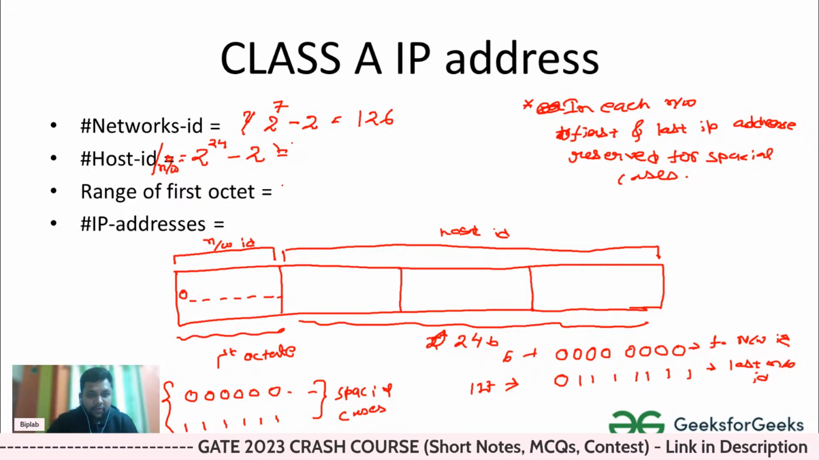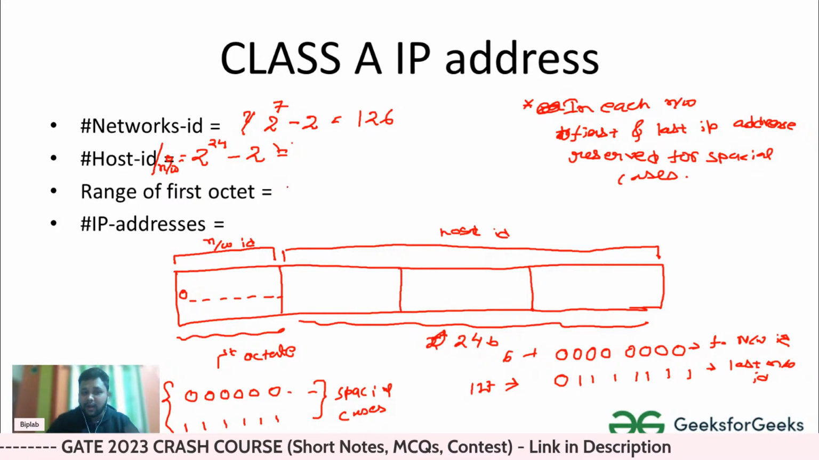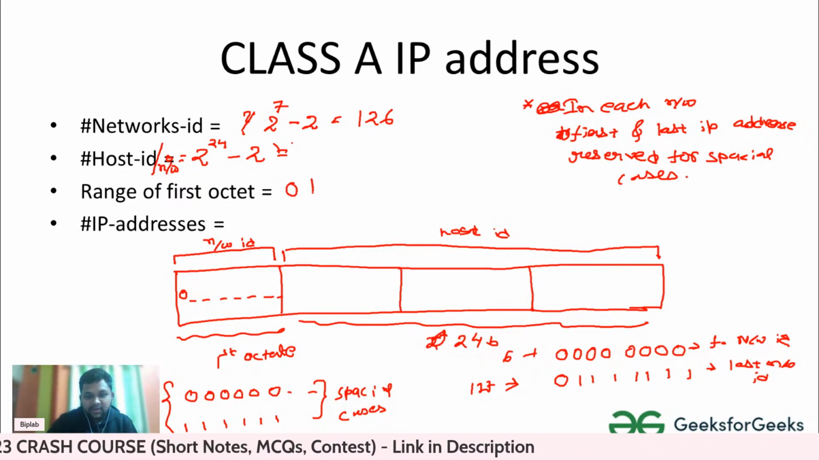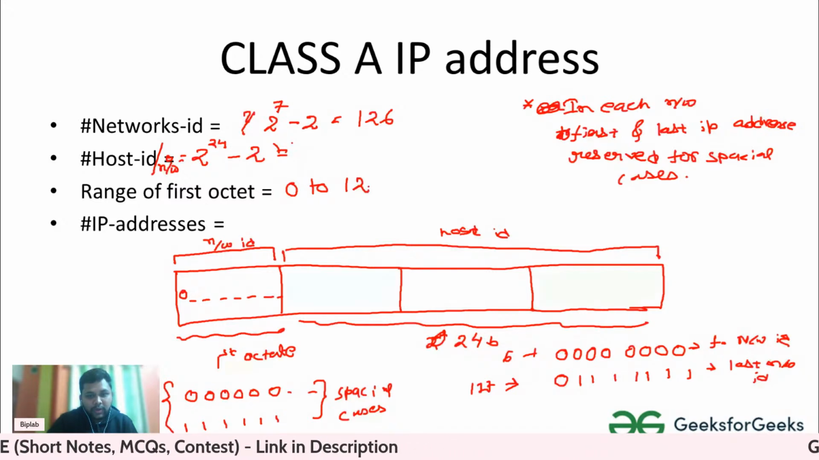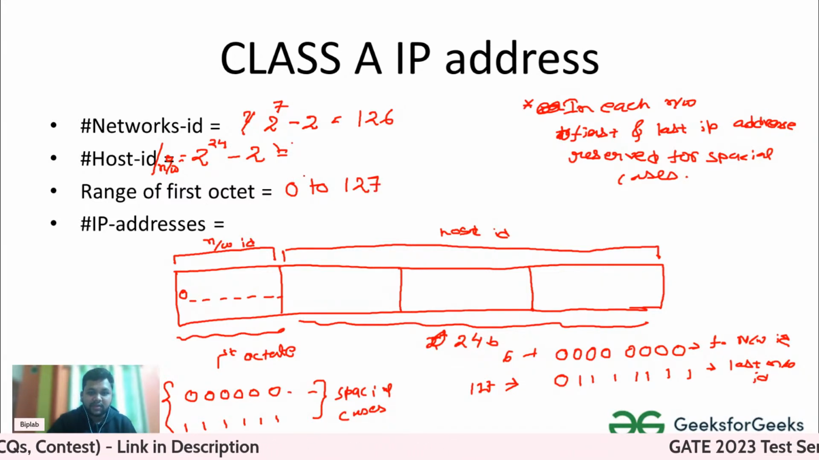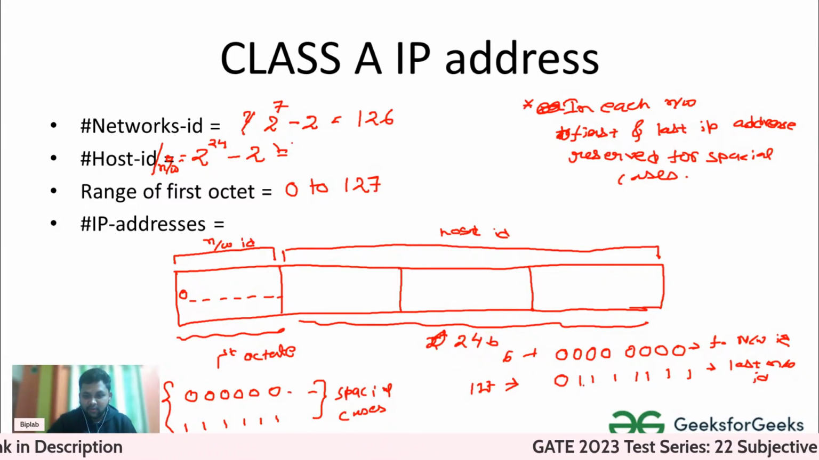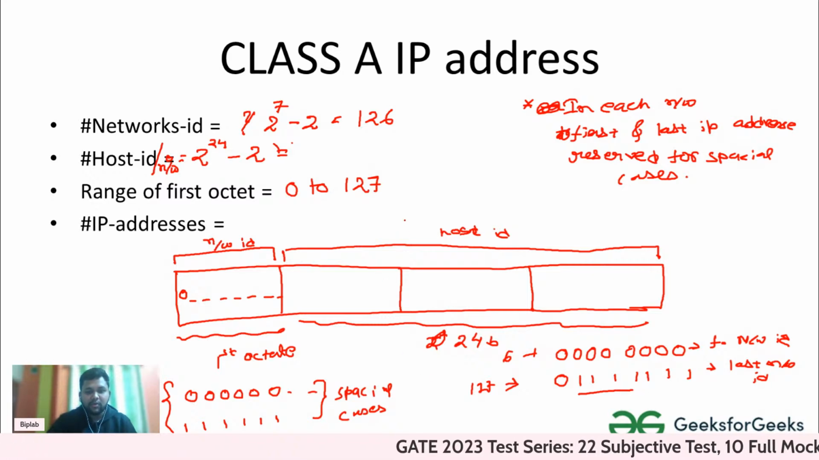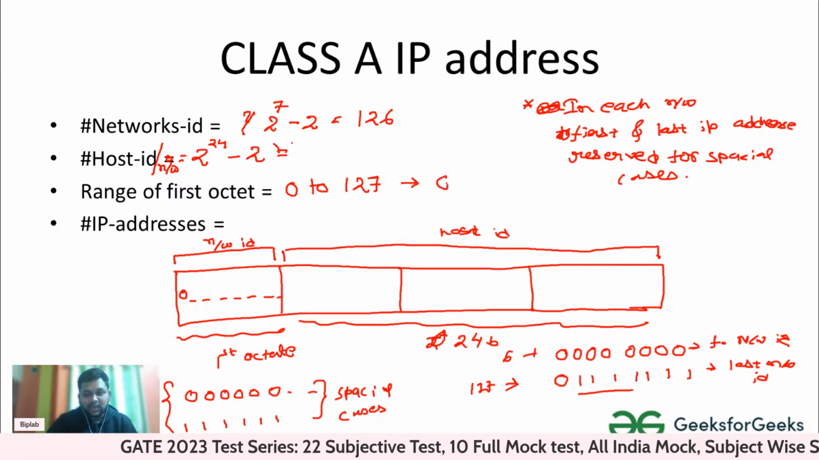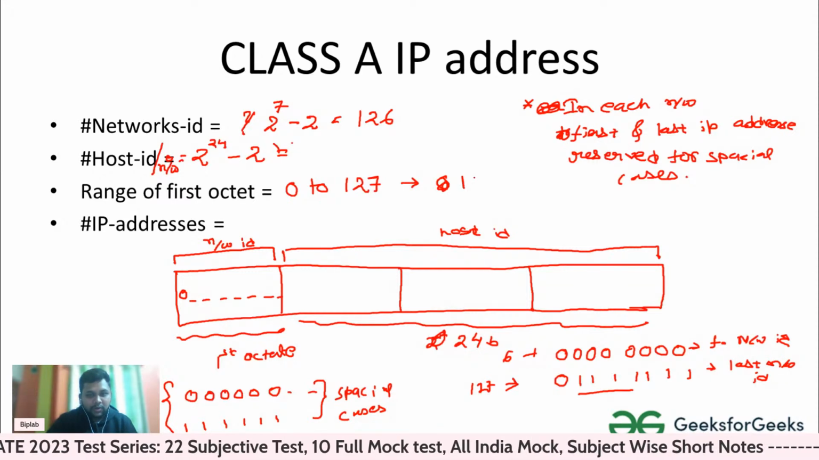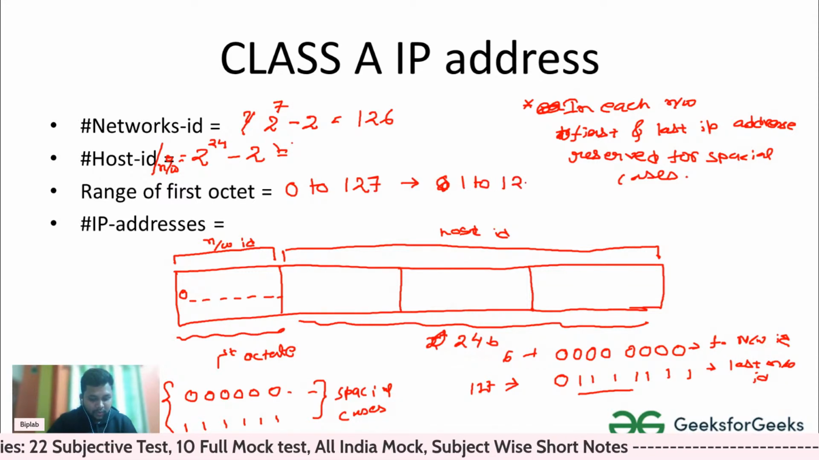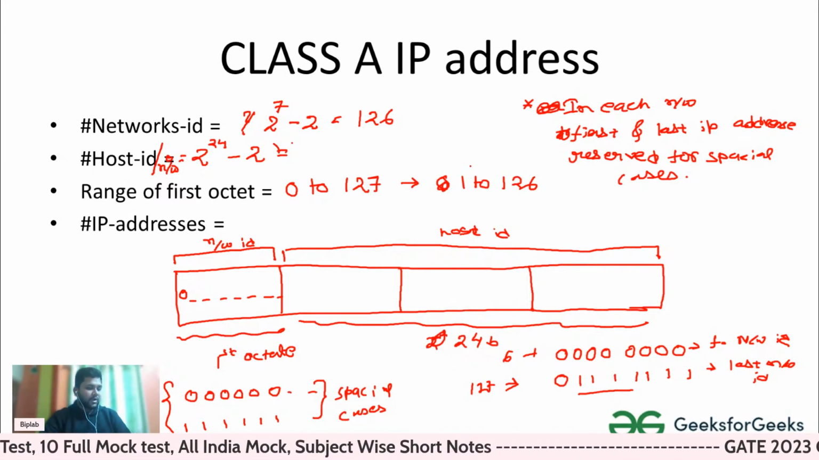So what is the range of your first octet? That is 0 to 127. And as I said, 0 and 127, when these are all ones, are used for special cases. So we actually only use 1 to 126.